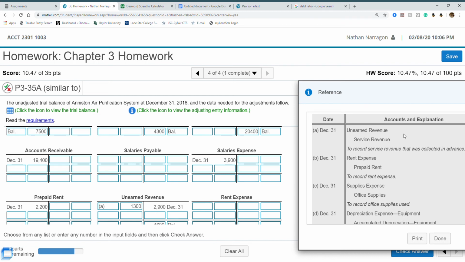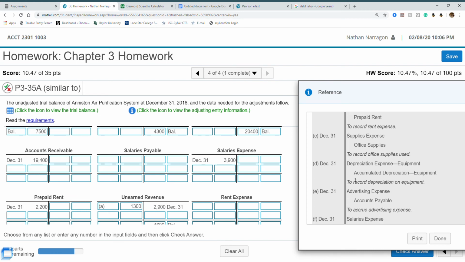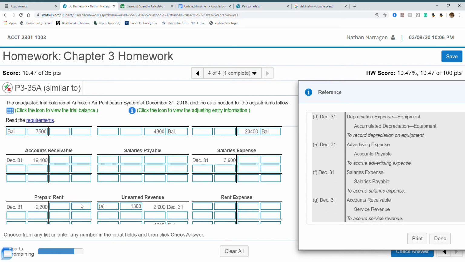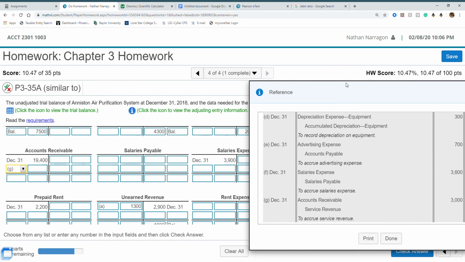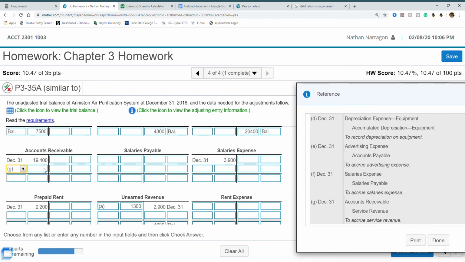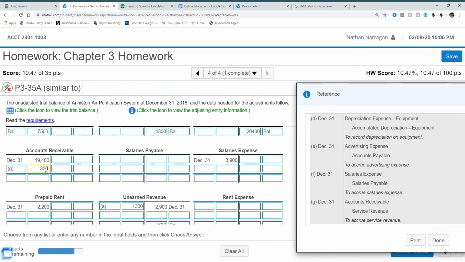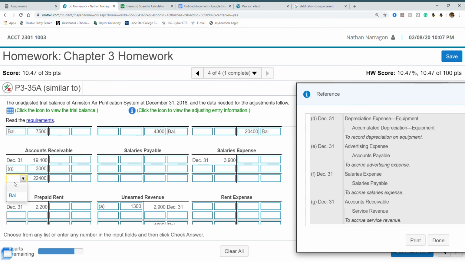We are already done with A. B, no accounts receivable. We had G. G told us it was a debit for the 3,000. And for me, this one's a little bit easier to add. That's 22,400 and balance.